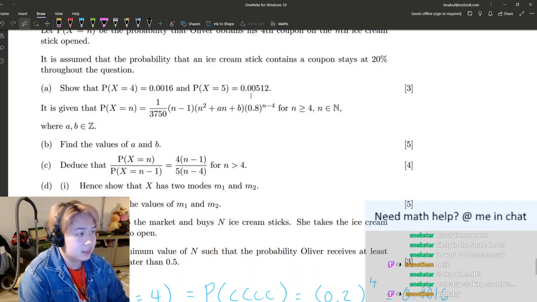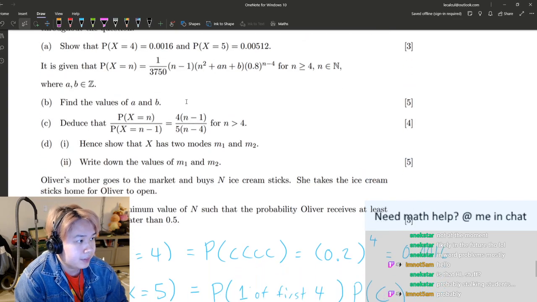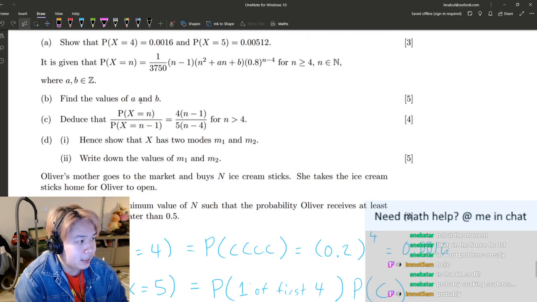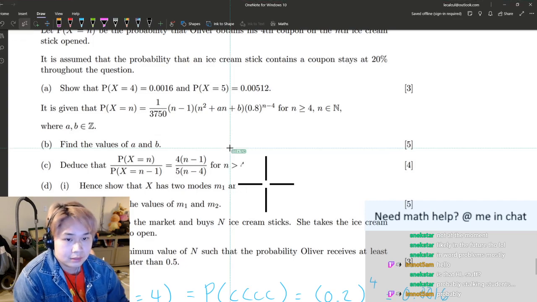Then let's see, it's given that the probability of x equaling n is this formula. Then I need to find the value of a and b, and a and b are these variables. But I do know that when x is 4, it's going to equal this, and when x is 5, it'll equal that. So then I can plug in my values for n, and then basically I have a system, and then I can solve for a and b.